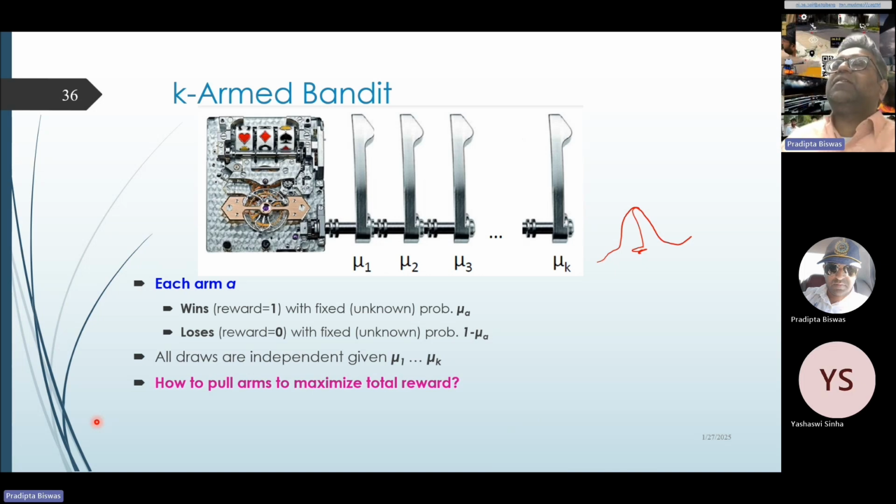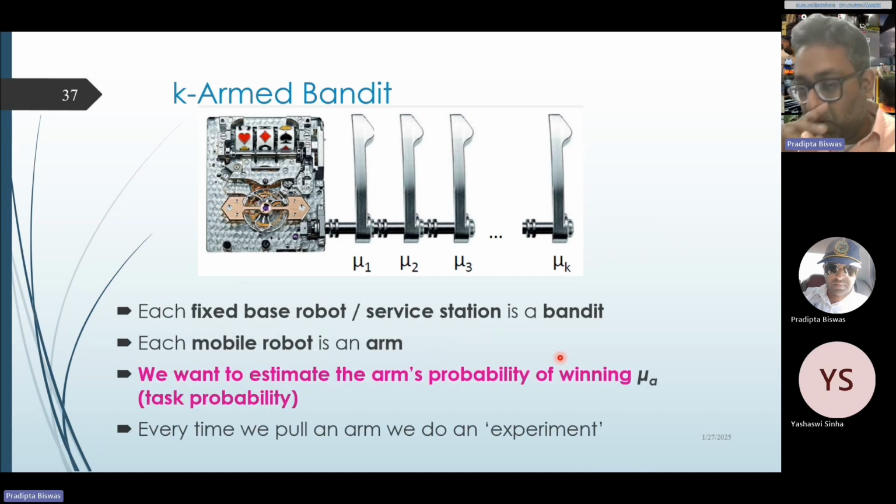So each lever pull is similar to the state transition or training epochs in our previous set of algorithms. And of course, if I do not get a reward, I will get a loss, with probability 1 minus mu a. What we will learn in the bandit problem is how to pull the levers, and in what sequence, to maximize the total reward.